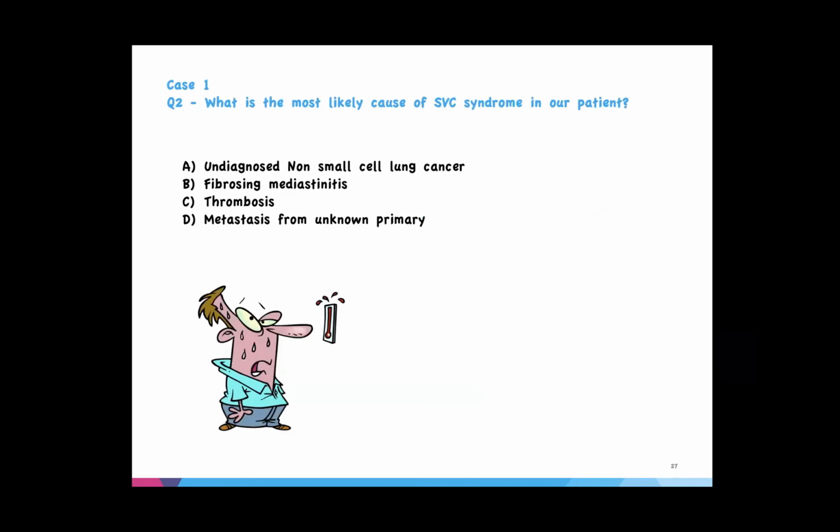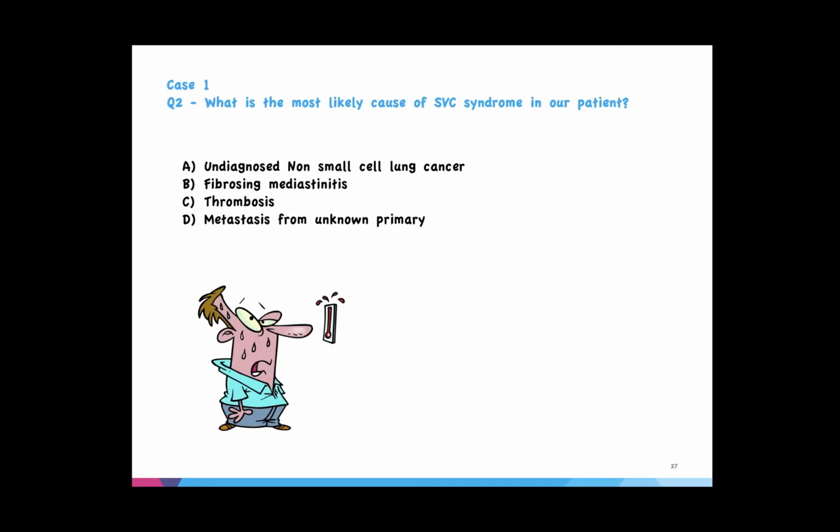So we had the patient. We are suspecting SVC syndrome. Now, what is the most likely cause of SVC syndrome in our patient? A, diagnosed non-small cell lung cancer. B, fibrosis mediastinitis. C, thrombosis. D, metastasis from unknown primary cancer.